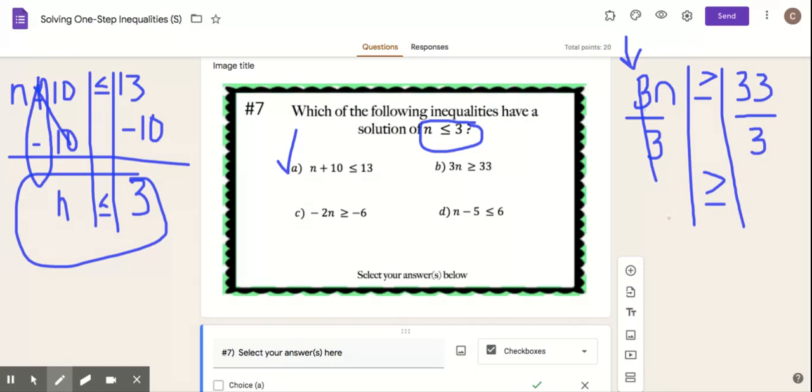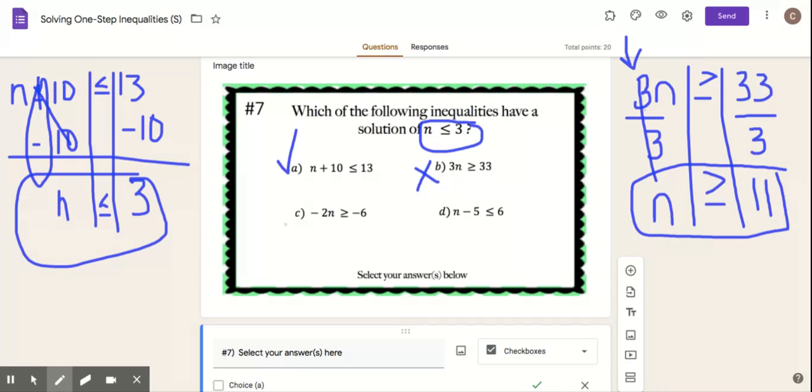3 divided by 3 cancels out so that we're left with n. And then 3 goes into 33 11 times. So n is greater than or equal to 11. Does that match n is less than or equal to 3? No, so we would not check mark that one.